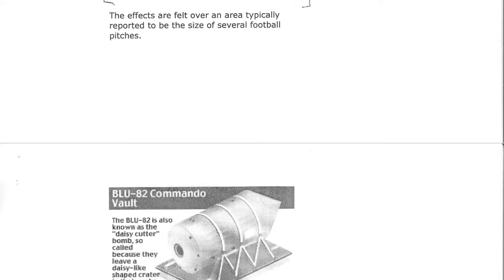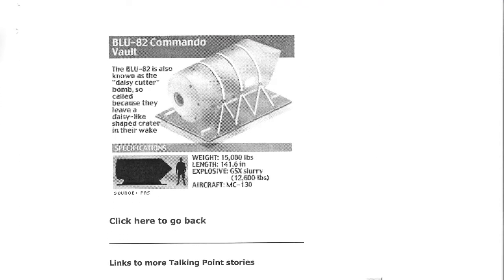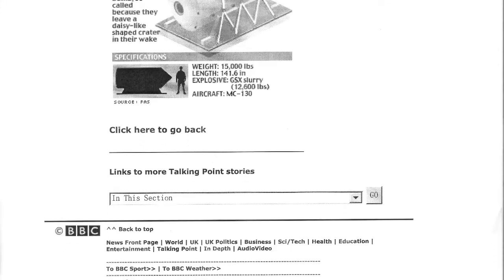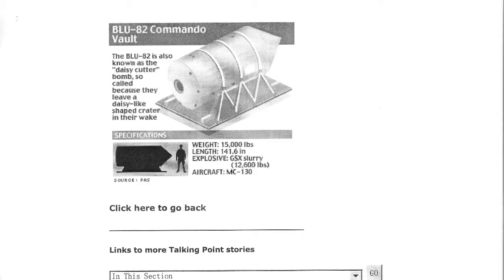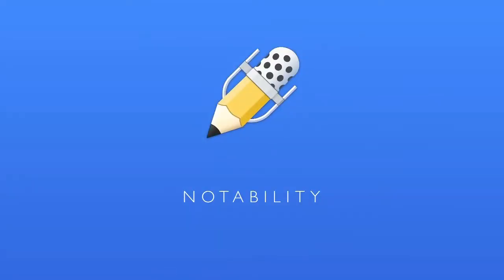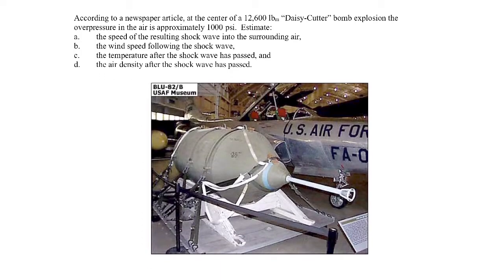I'll continue to scroll through this so you can see the whole thing. Okay, so that's it. So let's go back to the actual example that I wanted to talk about. This is this one. We're told that the overpressure in the air at the center of this daisy cutter bomb is approximately 1,000 psi. And by the way, this is what one of these looks like. From this, what we want to do is find the speed of the resulting shock wave, the wind speed following the shock, the temperature after the shock, and the air density after the shock wave. So we're going to use that one piece of information to get the rest of this.